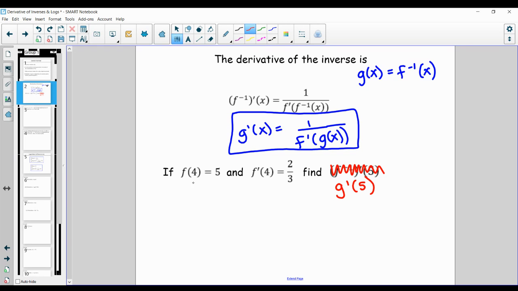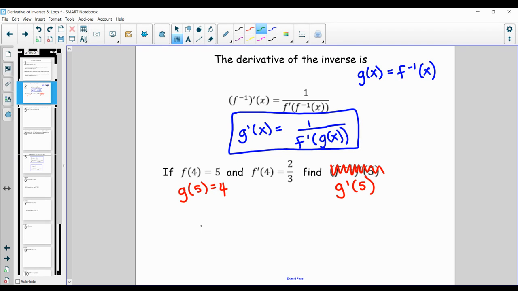In this first piece where I have f of 4 is equal to 5, that point on that function would be 4 comma 5, right? The x is 4, the y is 5. On the inverse, it's going to switch. So I would have the point 5, 4. If I'm using g as my inverse, I can write the point flipped. So instead of f of 4 equals 5, I can say g, the inverse of f, at 5 is equal to 4. And that's going to help me when I go to find the derivative.